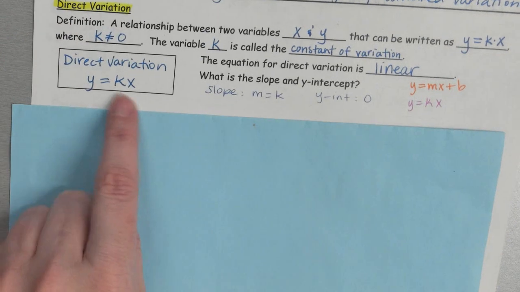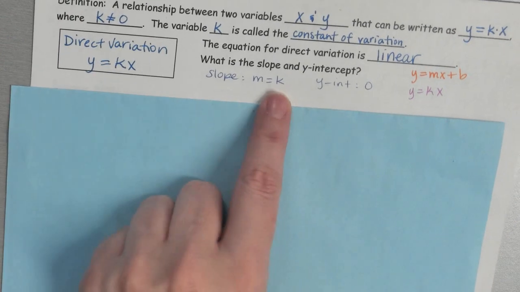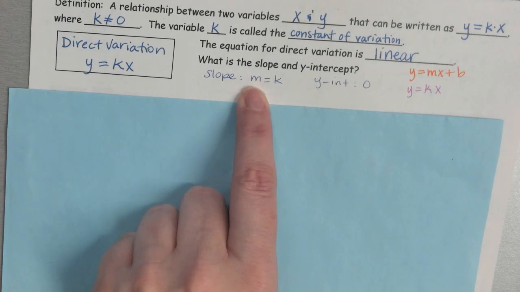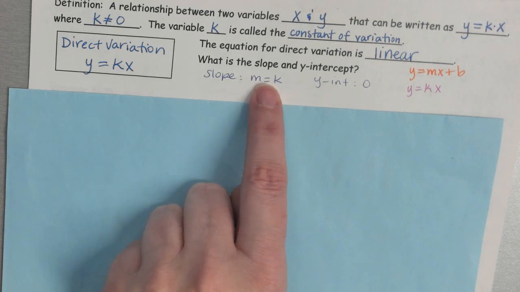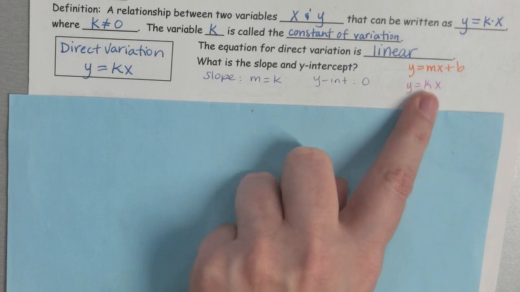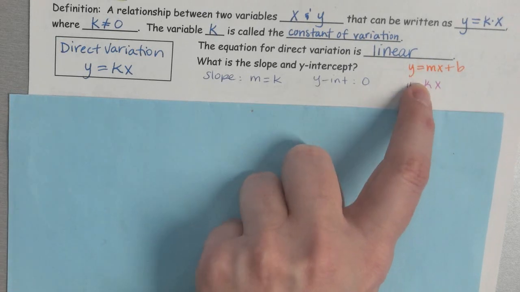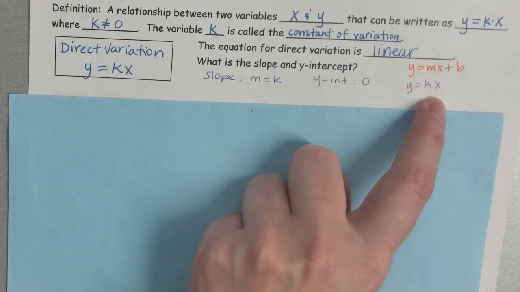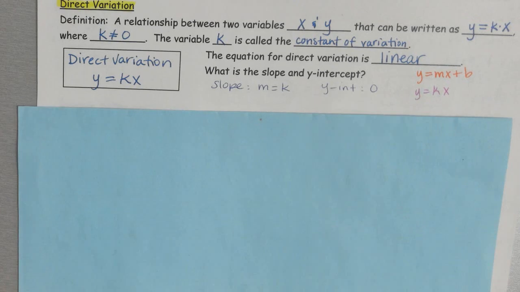So if we look at y equals kx, the slope would be the k value. So remember, slope is m. So that's why we put m equals k. The y-intercept would be 0. And it is in the form y equals mx plus b. So you can see the k is in the place of m. There's nothing in the place of b, which means that is going to be our y-intercept. Okay? All right, so we're going to start by graphing.